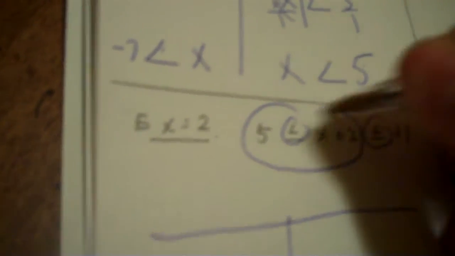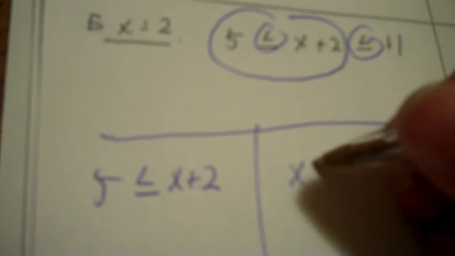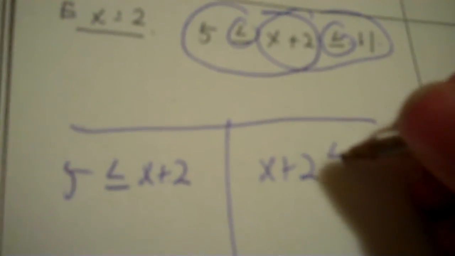Okay, next one. Number line. Again, two symbols. So you're going to need a table. It's called a compound inequality. Okay. So circle, stop when you get there. 5 less than or equal to x plus 2. Then bring your x plus 2 over. Now you use that symbol with the 11.